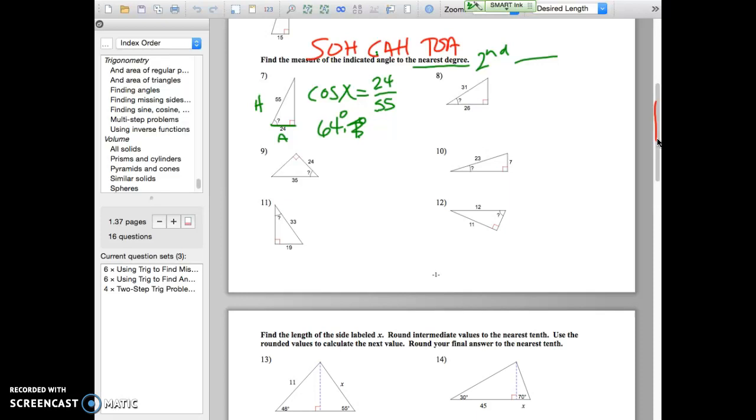Number 11. All right, this is my angle, so I'm looking over here. This is opposite and hypotenuse. So this is going to be the sine of x equals 19 over 33. And again, I'm going to hit second sine. 19 divided by 33, close my parentheses, hit enter. And I should get about 35 degrees if I round it properly.